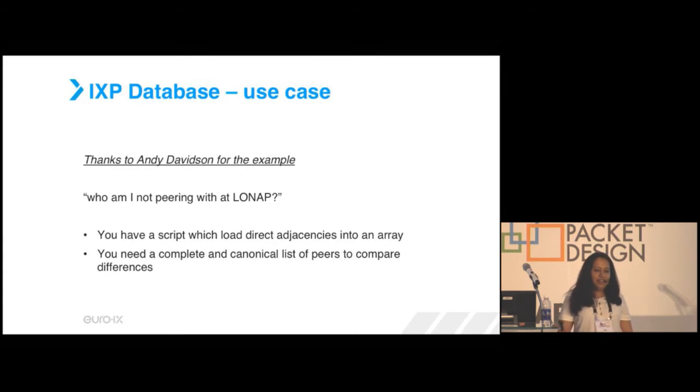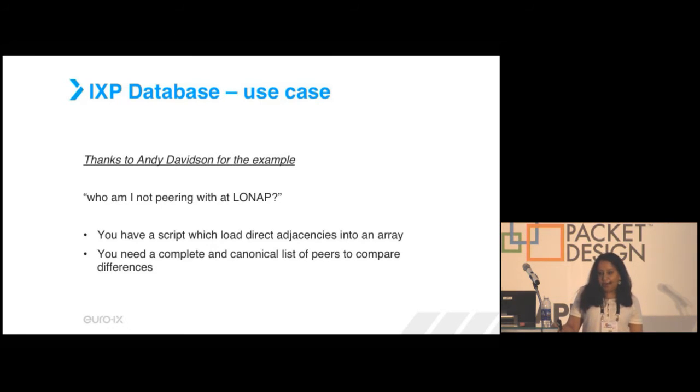So I managed to persuade Andy to give me an example. So thanks Andy, for the example here. And this is just a very simple one of what you can do with using the API. So if you're looking to join an internet exchange, or you're at an internet exchange and you want to see, OK, who do I need to approach? Who do I need to speak to get more peering? This is just a little example of what you can do.